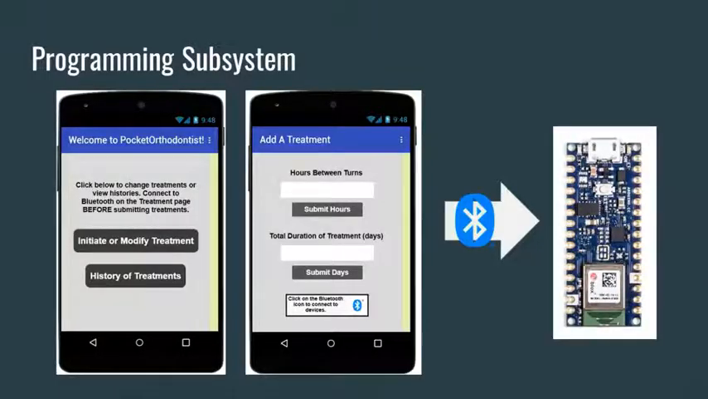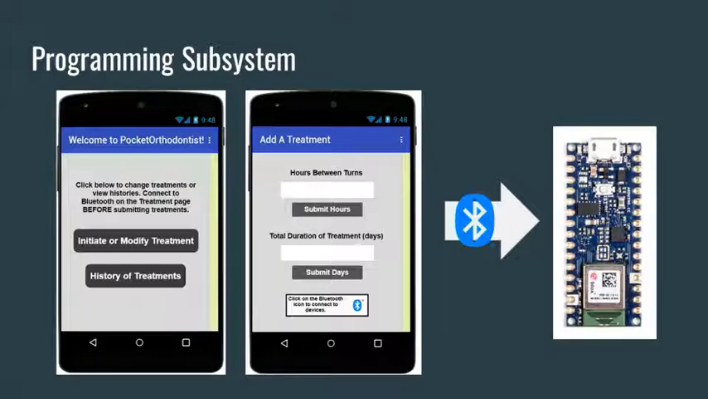Hello everyone, my name is Hannah Bach, and I'll be going into further detail about our final subsystem, which is the programming subsystem. This is the means by which the orthodontist interacts with the expander and is composed of two parts, the Pocket Orthodontist app on the left, and coding that is internal to the Arduino, which you can see on the right. The user opens the Add a Treatment page from the home screen, connects to the device via Bluetooth, and submits two numbers.